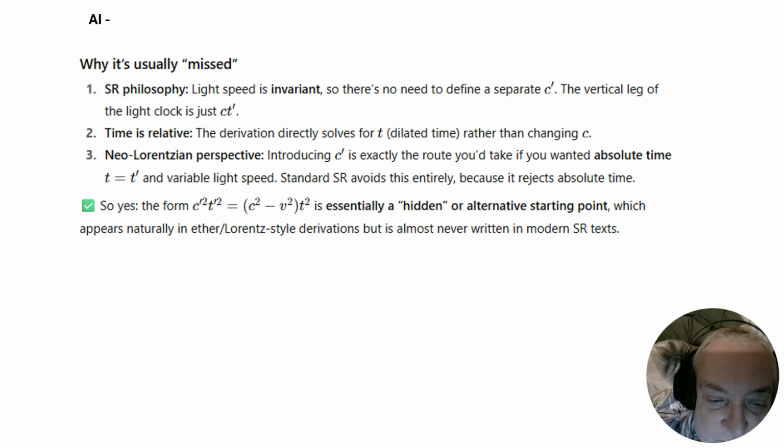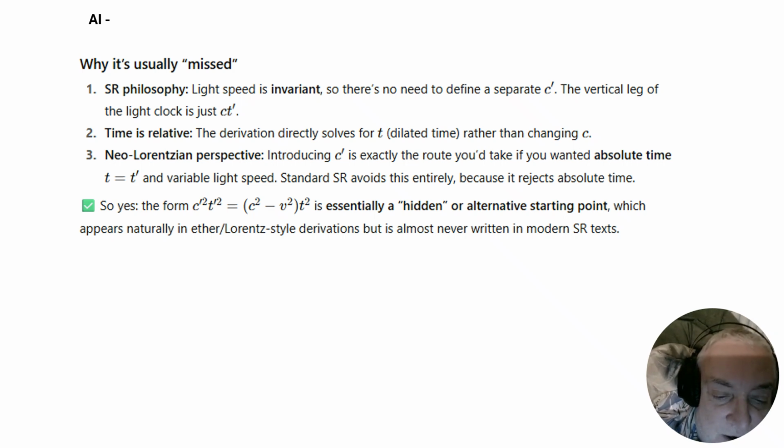Number two, time is relative. The derivation directly solves for T, dilated time, rather than changing C. Number three, neo-Lorentzian perspective. Introducing C prime is exactly the route you take if you wanted absolute time, where T equals T prime, and variable light speed. Standard special relativity texts avoid this entirely because those relativity texts reject absolute time.